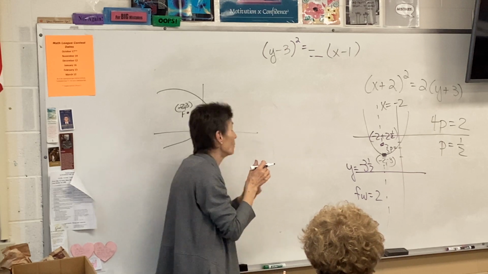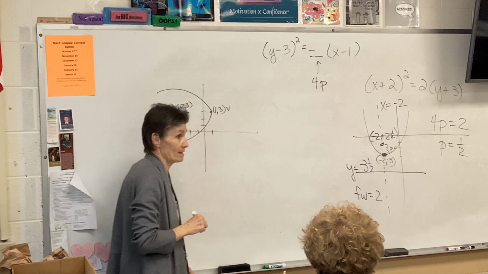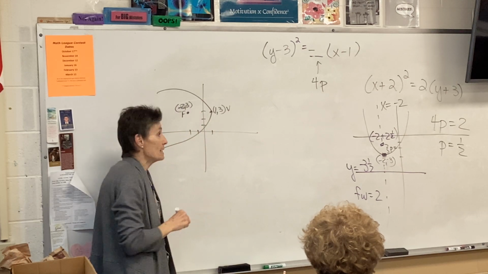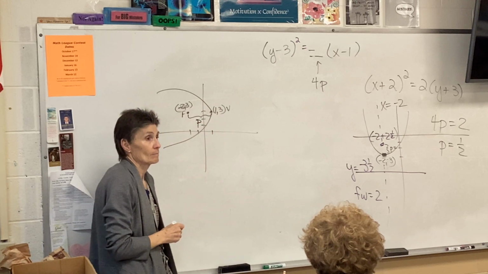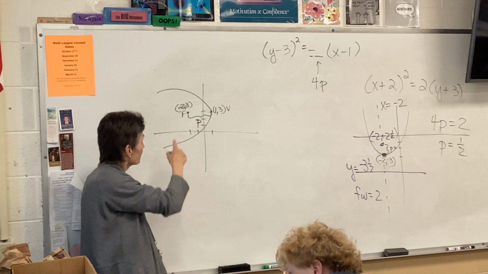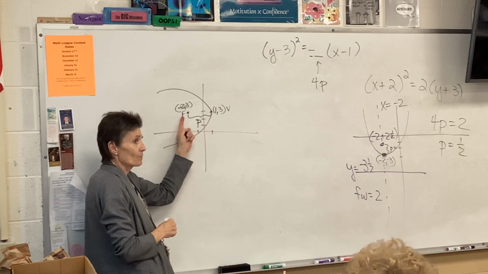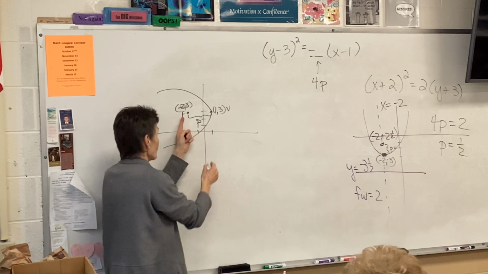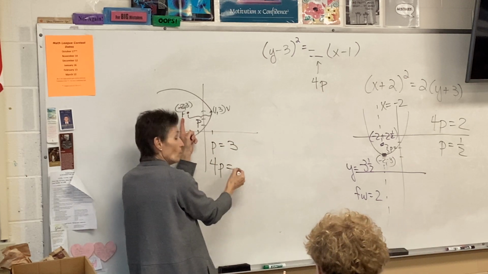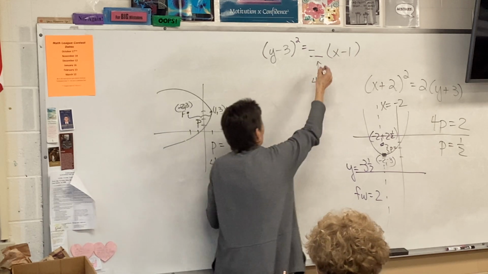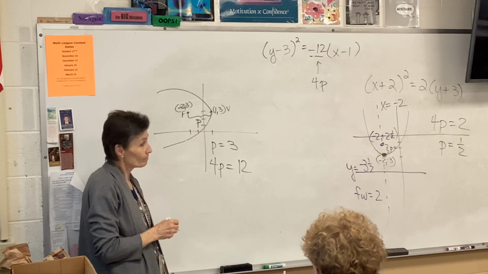The only thing I don't know is what's that number. Now remember, that number is 4p. In my picture, isn't this p? How far is that? How far did I back up here? So from here to here, how many back is that? 3? So if p is 3, then 4p will be 12, and that number is negative 12. Wow. You guys are good.